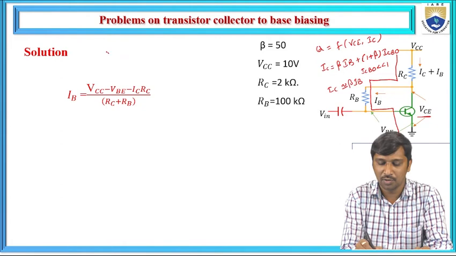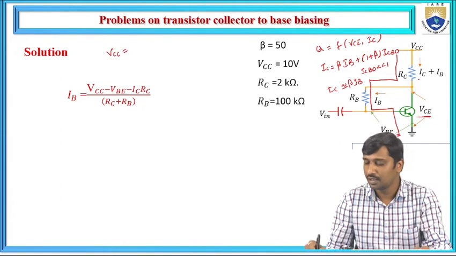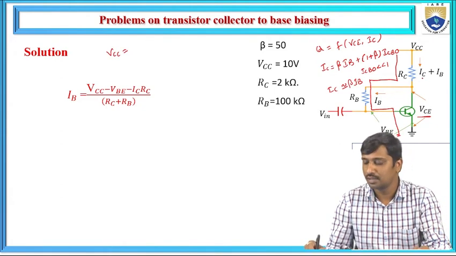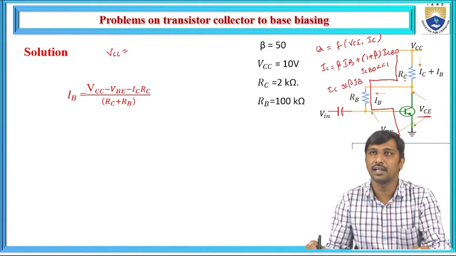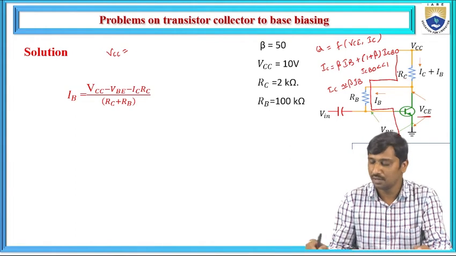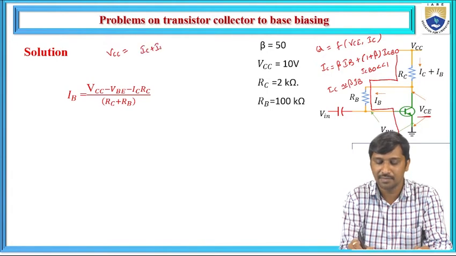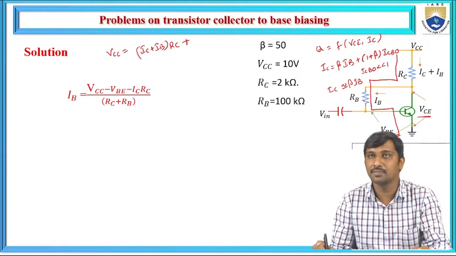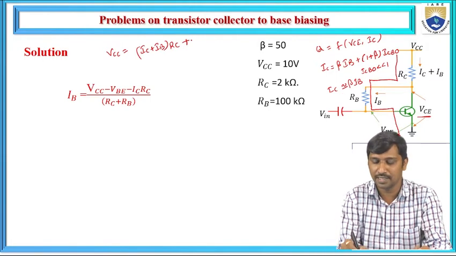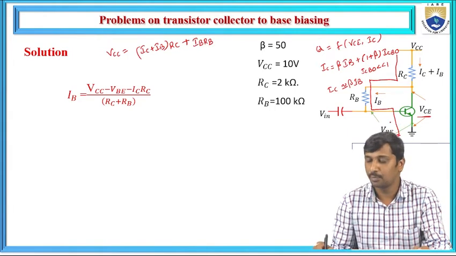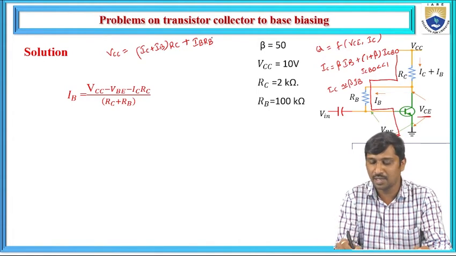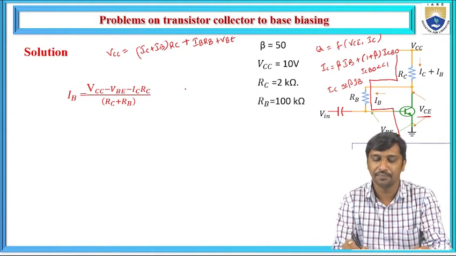From this, we know that VCC is equal to, at this point, IC plus IB of current flows across the collector resistance. Hence, the voltage drop across this collector resistance is represented as IC plus IB times RC, plus, across this base resistance, the base current flows, hence it is represented as IB times RB, along with the potential difference between base and emitter, represented as VBE.